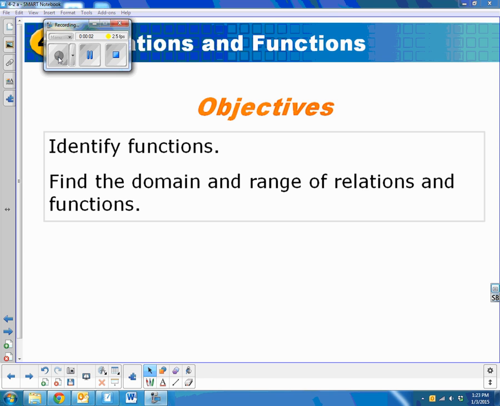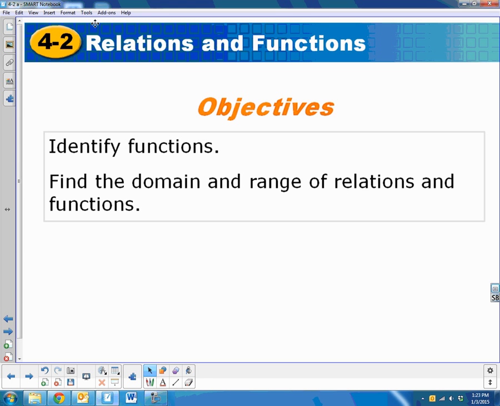All right, here we go. Looking at chapter 2, or excuse me, chapter 4, a little bit further. We're going to be identifying functions and finding the domain and range of relations and functions.